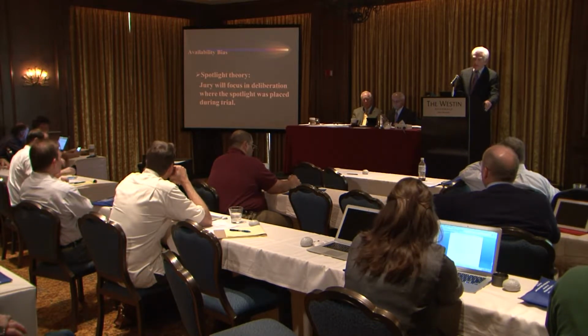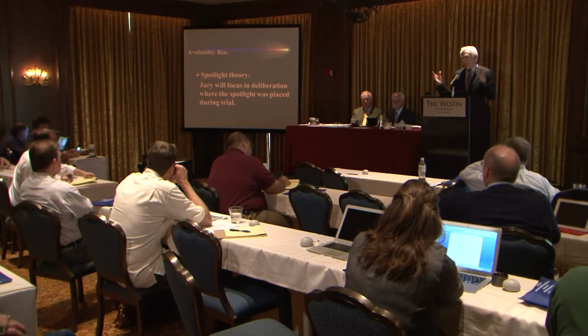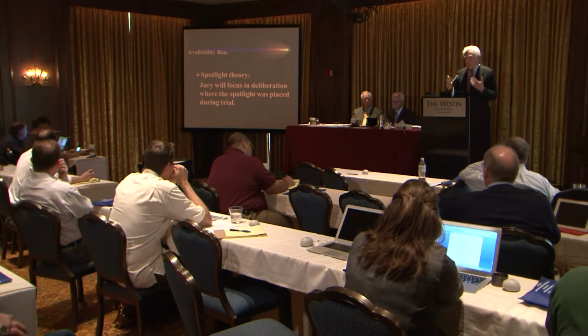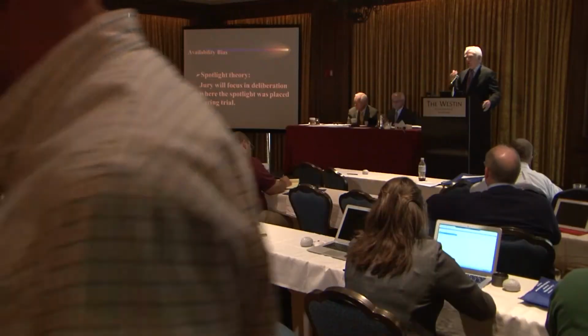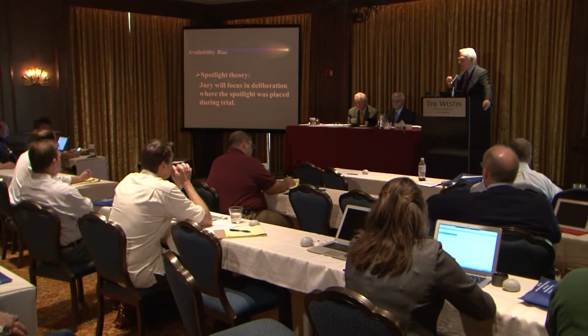The next thing is availability, one of the most powerful of all the biases. I think Kahneman has a whole chapter on it. What availability says is this: the jury will focus in deliberation where the spotlight was placed during trial. Availability is a huge advantage to the plaintiff because we get to decide where the spotlight is placed. So we should put our spotlight on the liability of the defendant and on the damages of the plaintiff.